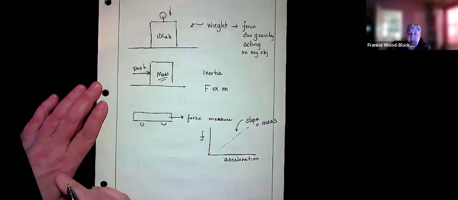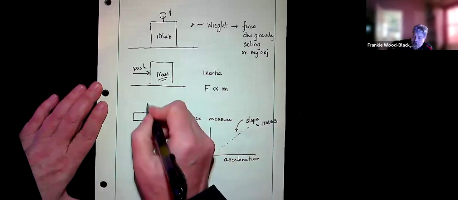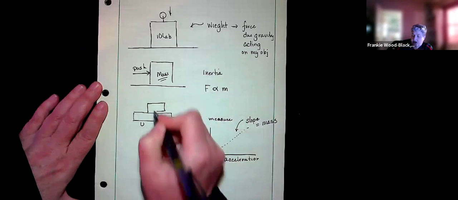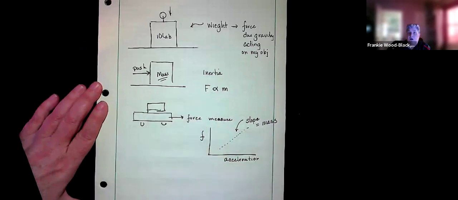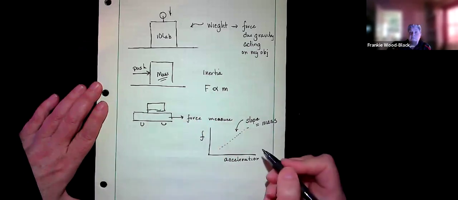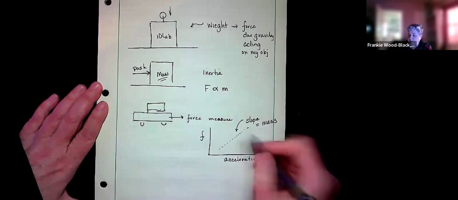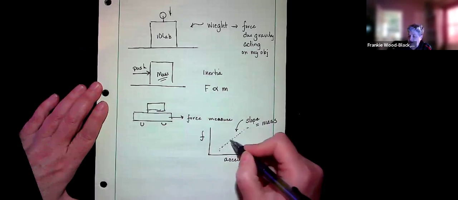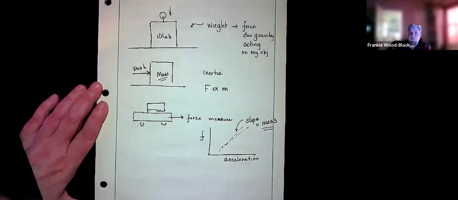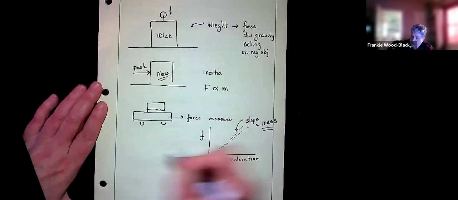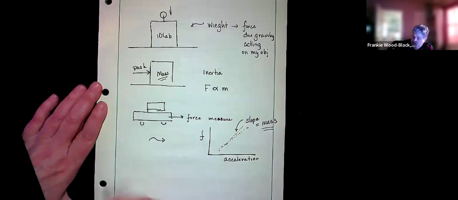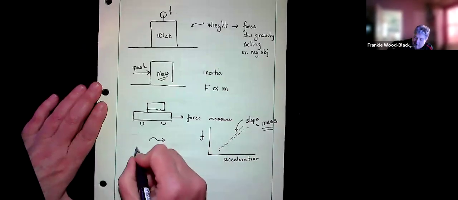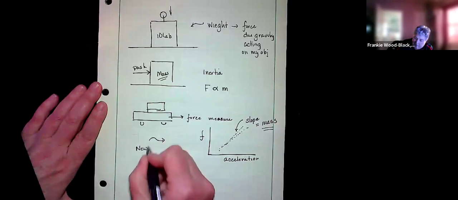Now I can do that again, okay? And this time, let me say I put a soda can on top of my little car. So we have a bigger mass. Well, guess what happens? If I have a bigger mass, I'm going to change the slope of this because it's proportional to mass. So this idea, this is what we're exploring when we talk about Newton's second law.